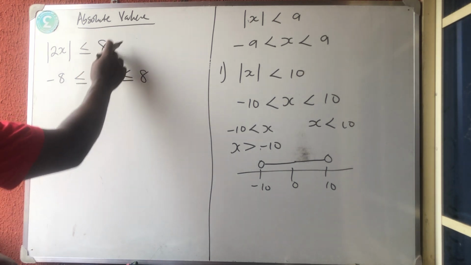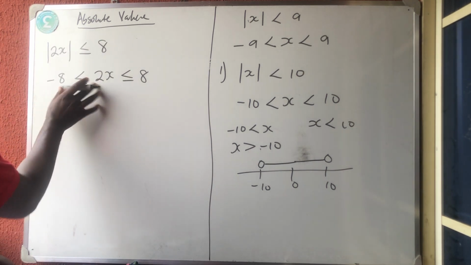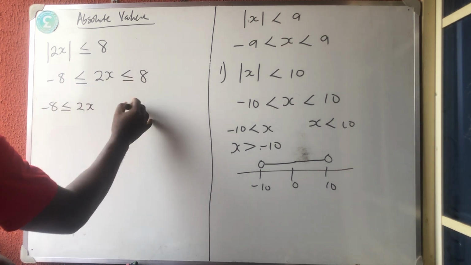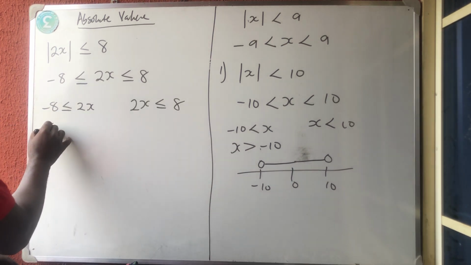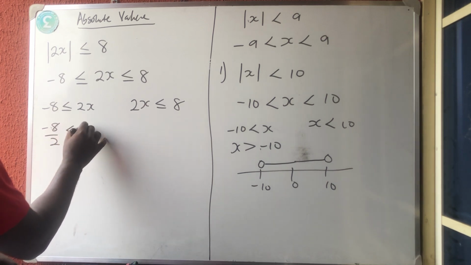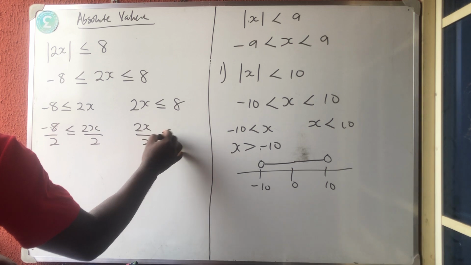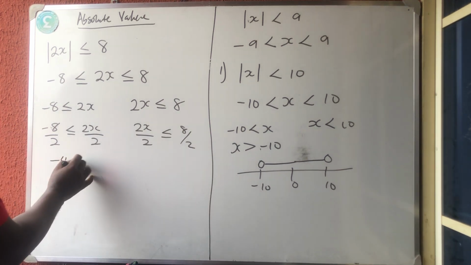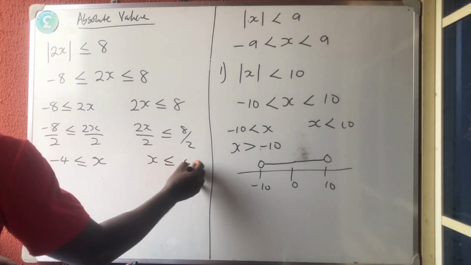Take the negative of whatever you are seeing here. So what do we do now? Minus 8 is less than or equal to 2x. Bring out this side: 2x is less than or equal to 8. So divide everybody by 2. Minus 8 divided by 2 is less than or equal to 2x divided by 2, which is less than or equal to 8 over 2. So what are you having here? Minus 4 is less than or equal to x, or x is less than or equal to 4.